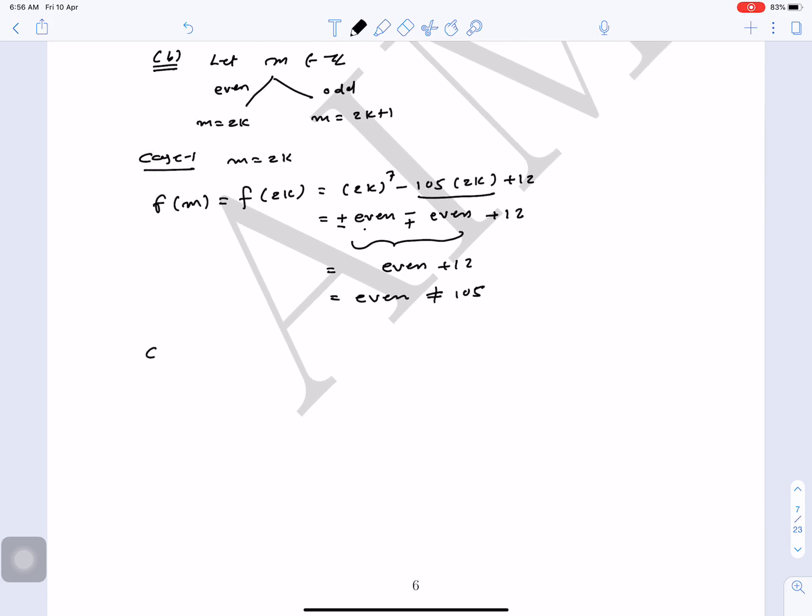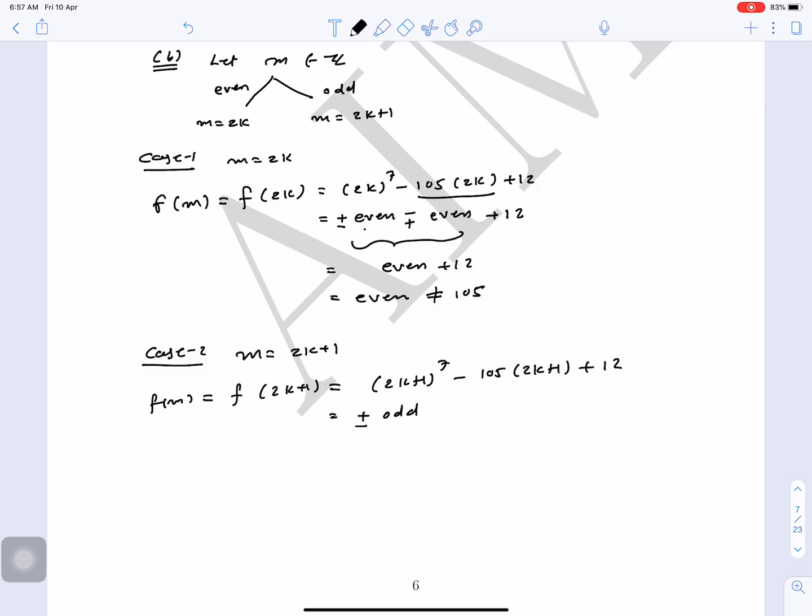Now you go for case 2. Suppose m is equal to 2k plus 1. In that case f of m is equal to f of 2k plus 1. So again it is (2k+1)^7 minus 105 times (2k+1) plus 12. Now 2k plus 1 is odd, so odd raised to 7: odd into odd 7 times gives me odd, and it may be positive. 2k plus 1 may be positive or negative. If it is positive, then (2k+1)^7 is positive. If it is negative, then it is negative.